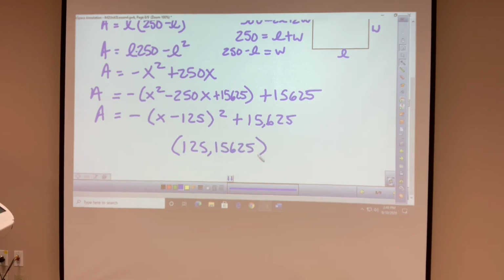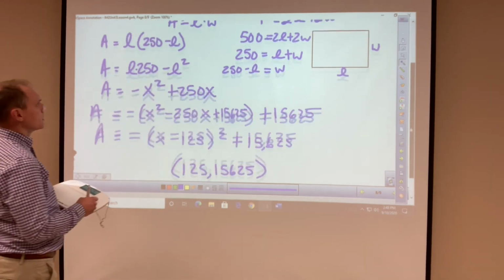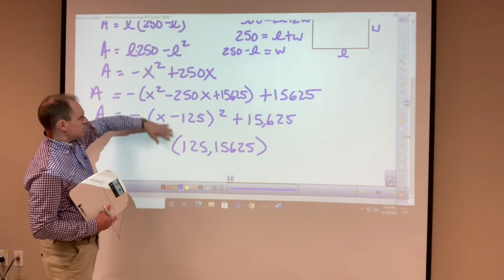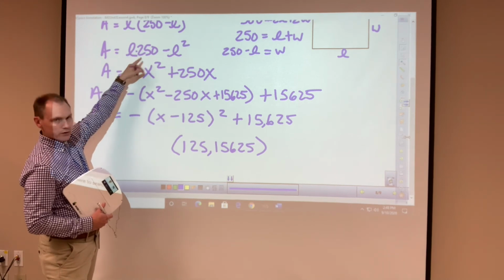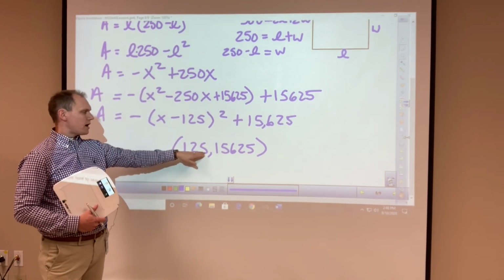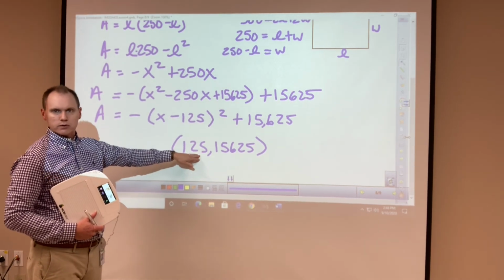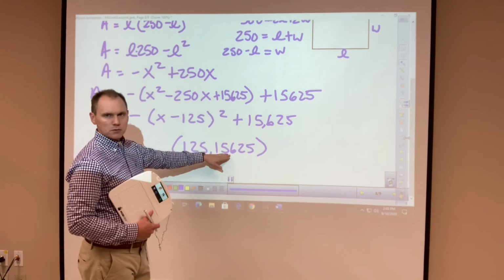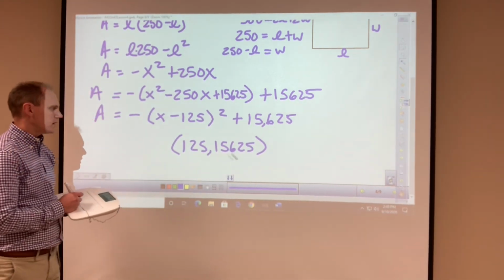Which gives us a vertex of positive 125, comma, 15,625. So what that tells us is, we were dealing with X, but really it was L that we were working with, right? So when the length is 125, and in fact it would be the same for the width as well, when the length is 125, we get a maximum area of 15,625.